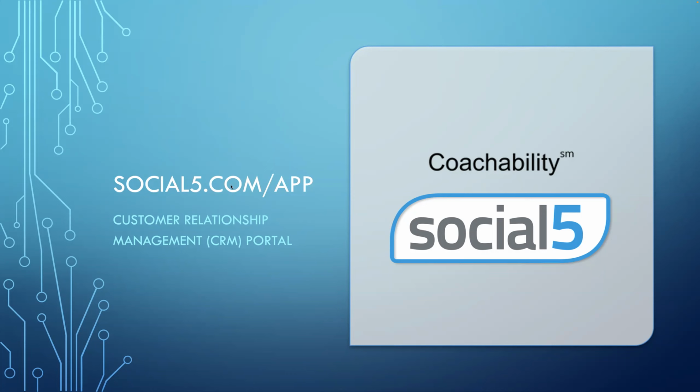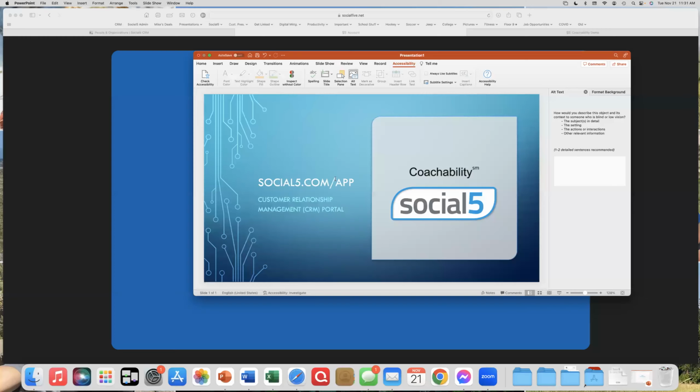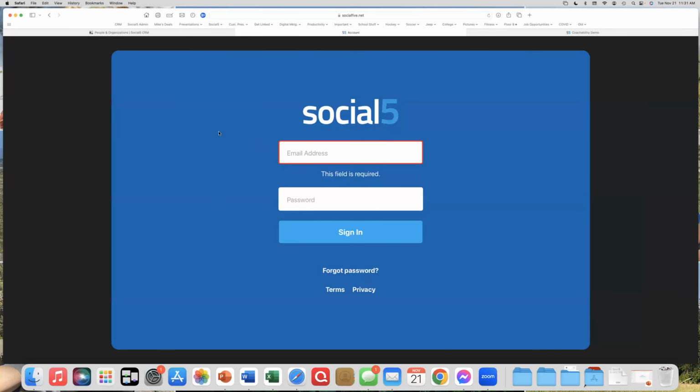The first thing you want to do is log in, and it says it's an app. It's actually not an app, and it can be accessed by going to this website, social5.com/app. And that can be accessed either on a desktop computer, a laptop, or your iPhone or Android or whatever. It'll take you to the same place. When you enter social5.com/app, it will take you to this page.